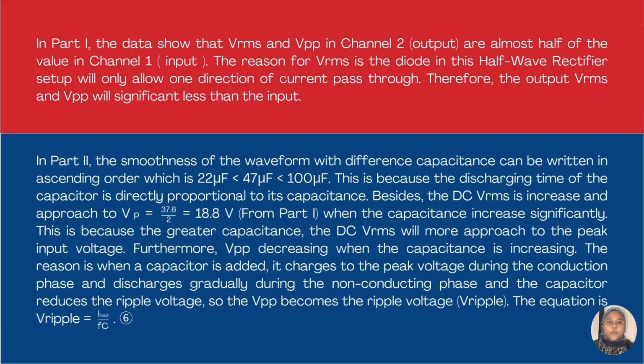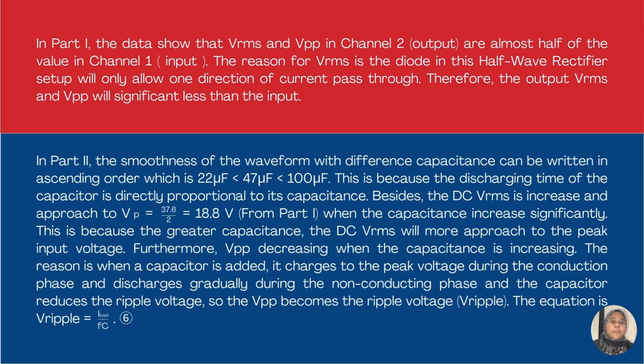For part 2, the smoothness of the waveform improves as capacitance increases. This happens because the discharging time of the capacitor is proportional to capacitance. As the capacitance increases, the DC VRMS increases and approaches the peak voltage calculated as V equals 18.8 from part 1. At the same time, VPP decreased with higher capacitance.